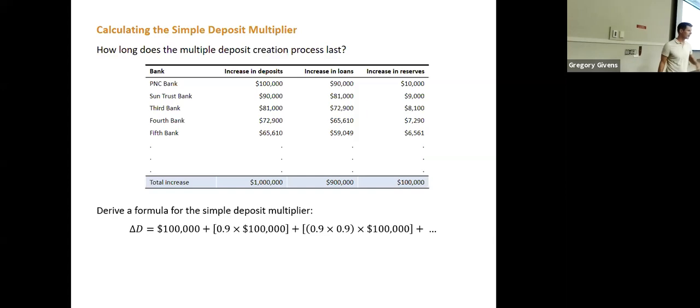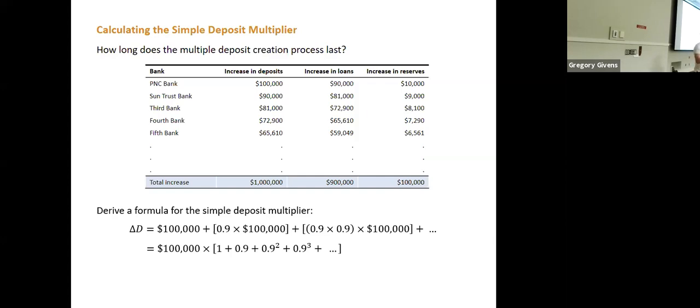Here's where the algebra comes into play. Let's factor out of this infinite sum $100,000. What are we going to be left with? A 1 plus 0.9 plus 0.9 squared plus 0.9 cubed on out to infinity. That's what's called a geometric sum. You may remember that from your algebra classes.